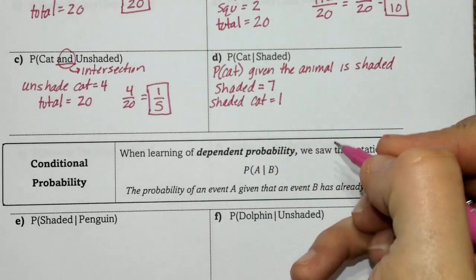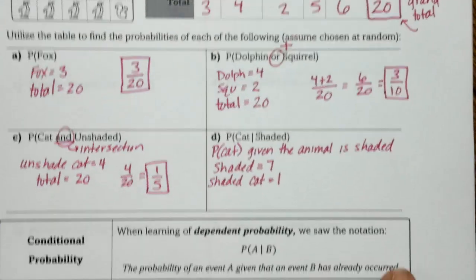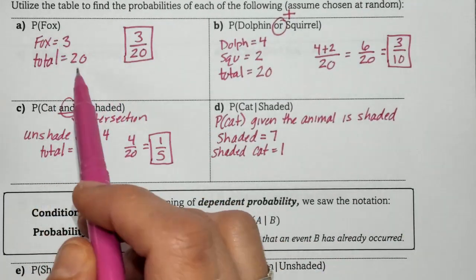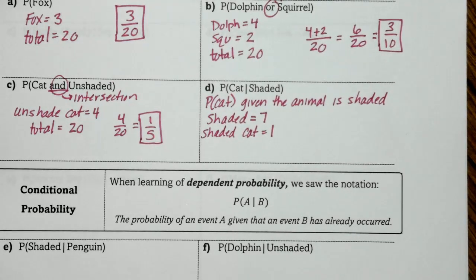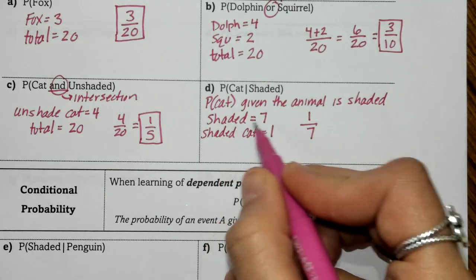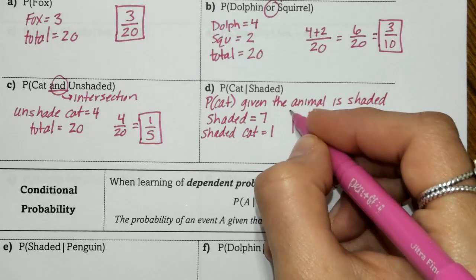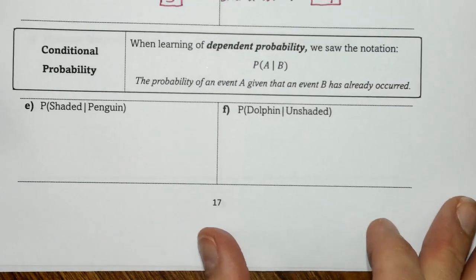Now, beforehand, we listed the smaller number first. It didn't matter what you listed first whenever you said fox equals, total equals. But here, we need to remember that the smaller number has to go in the numerator. So here, your shaded cat goes in the numerator, and the total shaded goes in the denominator. All right? So this is your conditional probability.